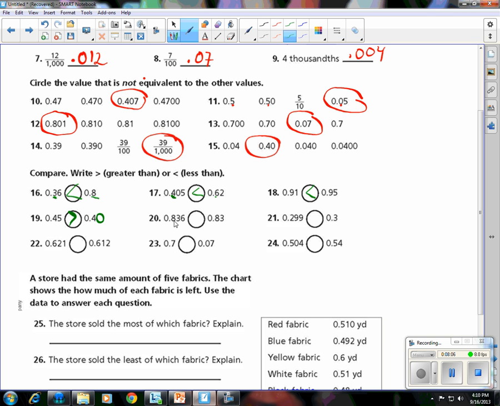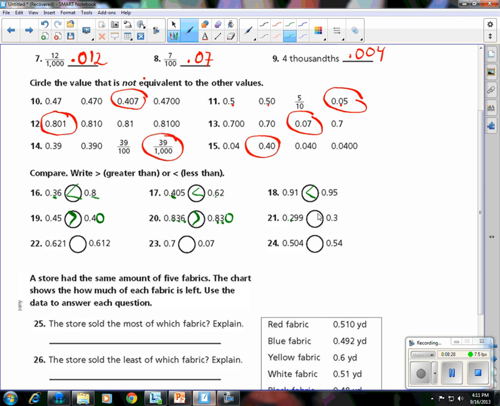So like when we look at this next one on number 20, we've got 836 thousandths versus 83 hundredths. Again, I'm going to compare 8 and 8. Those are the same. 3 and 3. Those are the same. Now I've got a 6, and I've got nothing to compare it to. Well, that nothing to compare it to is a 0. So that makes that 836 thousandths greater.